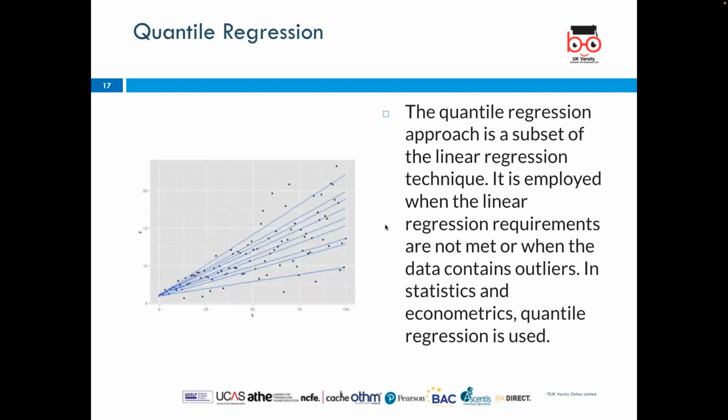We also have quantile regression. The quantile regression approach is a subset of the linear regression technique. It is employed when the linear regression requirements are not met or when the data contains outliers. In statistics and econometrics, quantile regression is used.